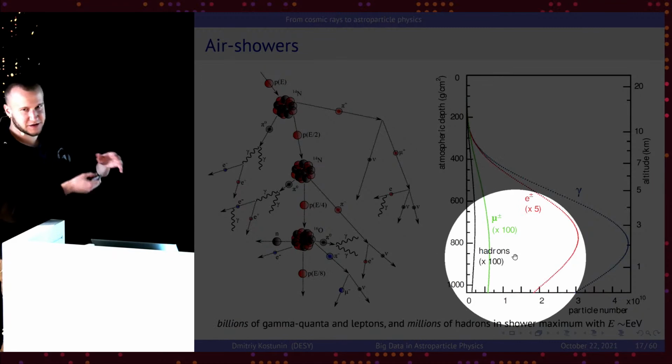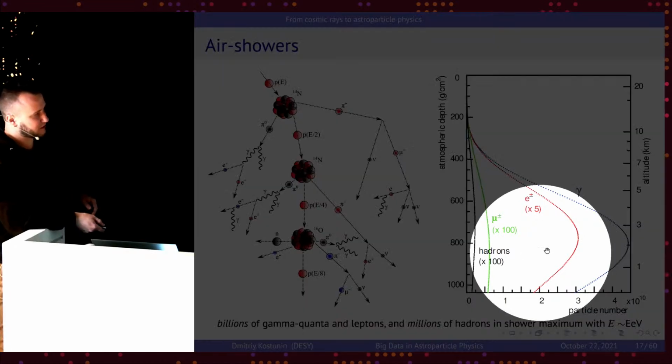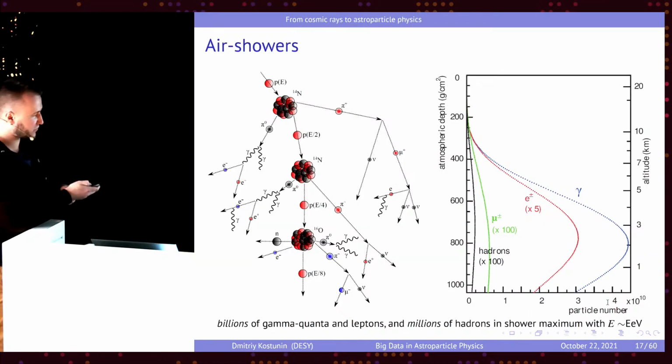Hadrons, just to remind you, are particles that consist of quarks. It's a very intensive phenomenon, which you can see. And this is in exa-electron volts, and we can go to zetta-electron volts, which is 3 orders of magnitude higher.